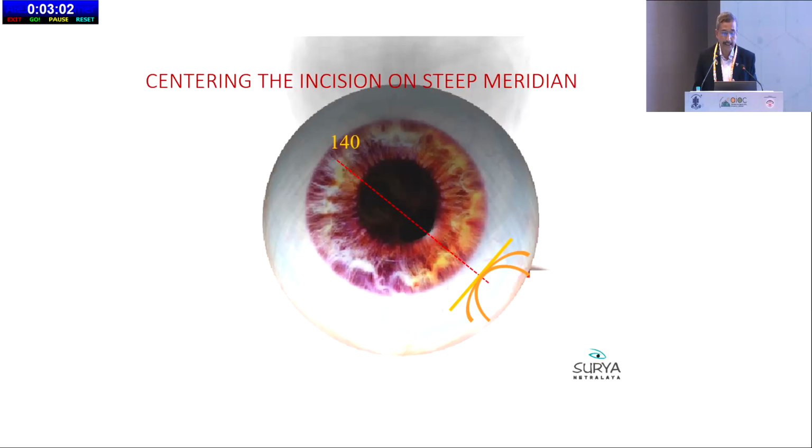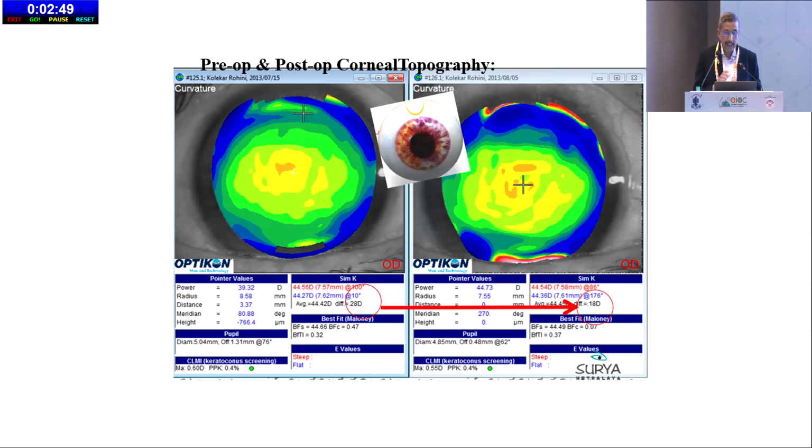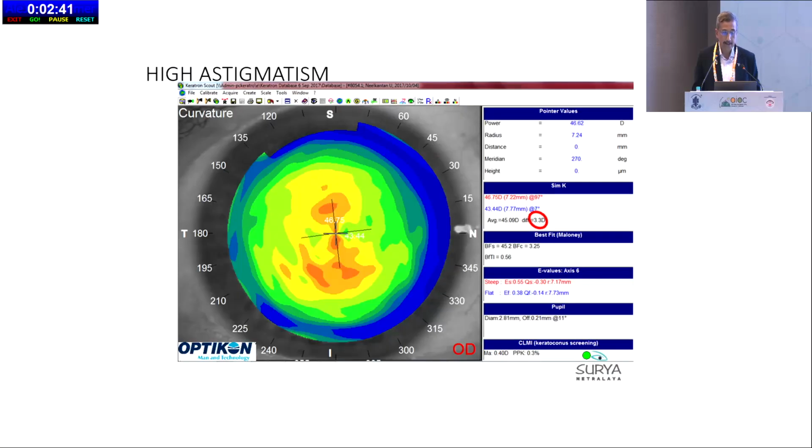So he has been centering the incision on the steep meridian. Depending upon where the steeper meridian is, we get 180 degrees for both the eyes to choose from. If it's a very small frown incision, it will just give 0.25 or 0.3 SIA. But if this is a high astigmatism, like 3.3 diopters, if we do a phaco in this, we will have to put a toric lens.